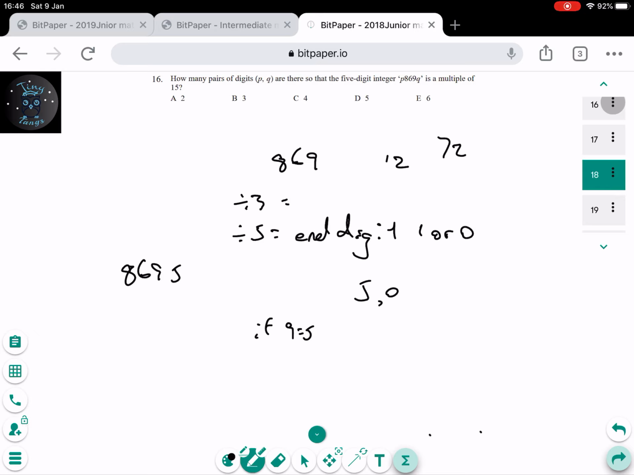8695, and that adds up to 14, 20, and 28. So we need something that's divisible by 28. So we need to try out things that are smaller than 10 for this digit that work. Wait, sorry, my pen wasn't working.